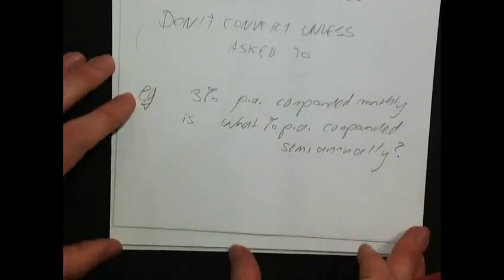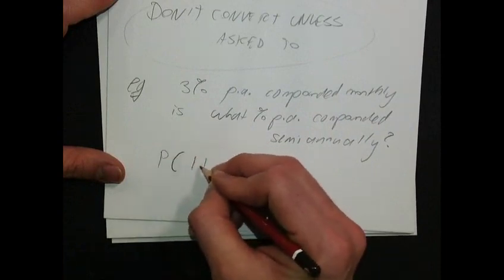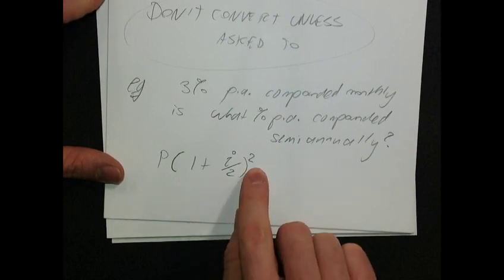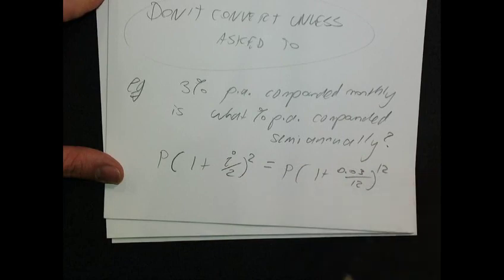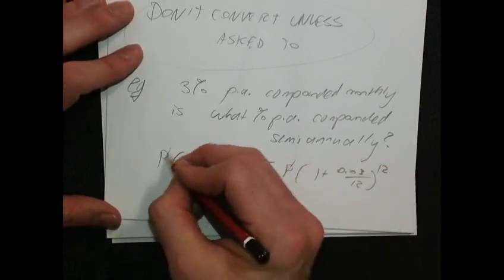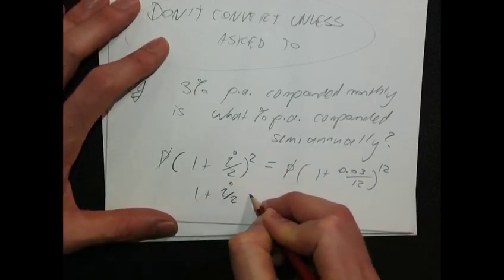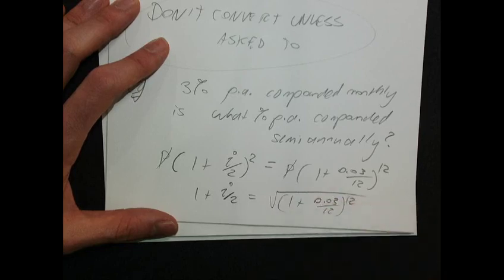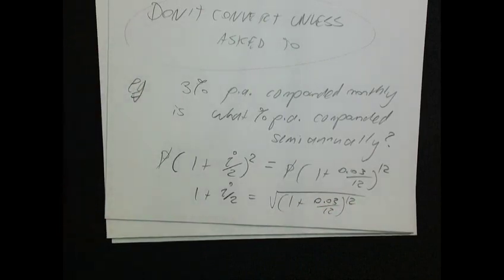You could do the same trick, but instead of this one being annually, you could do it semi-annually. So you could go, well, my principal times 1 plus the missing interest rate semi-annually, so twice per year, and there's two payments in a year, is 1 plus 0.03 over 12 to the 12. And then you would solve that equation. So you'd divide by the P's, then you'd square root both sides. And then you'd subtract 1, and then you'd times by 2, and that would be the answer. So you would do your algebra until you got to the answer that you wanted.